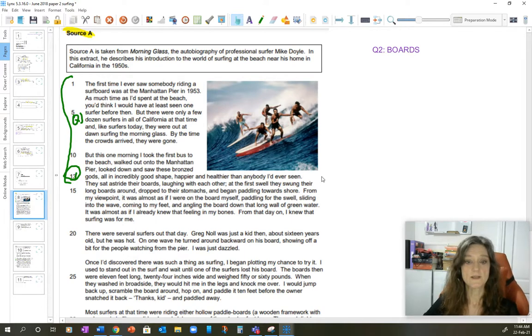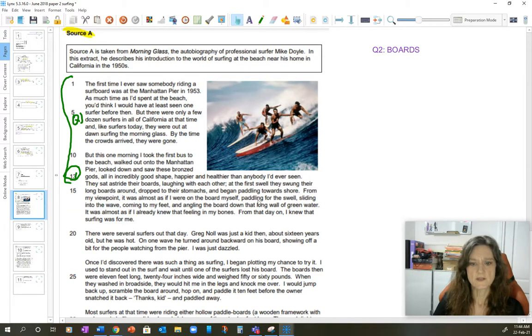They sat astride their boards, laughing with each other. At the first swell, they swung their long boards around, dropped to their stomachs, and began paddling towards shore. From my viewpoint, it was almost as if I were on the board myself, paddling for the swell, sliding into the wave, coming to my feet and angling the board down that long wall of green water. It was almost as if I already knew that feeling in my bones. From that day on, I knew that surfing was for me.